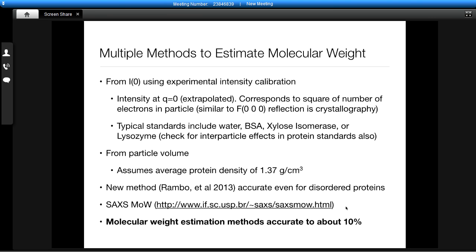However, all of these methods are generally only accurate to about 10% or so. That's about as good as it gets. So what this means is that if you're looking for differences in molecular weight, say you have a protein-protein complex where one component is maybe 100 kilodaltons and the other component is only 10 or 20 kilodaltons, it's going to be very difficult to determine whether or not you've actually formed your protein complex because the molecular weights are so similar. So you really want to make sure that you have enough signal to noise in that case to make the best possible case to compare some existing models.